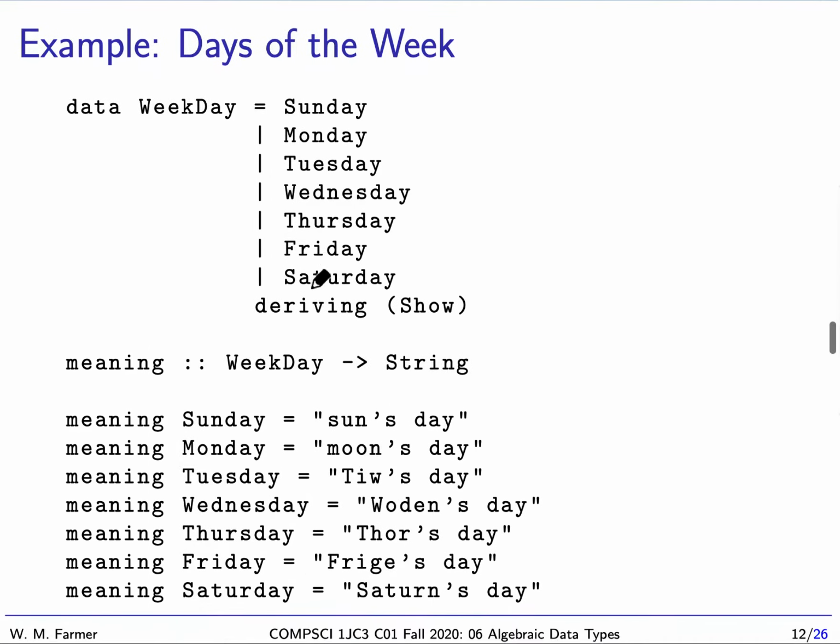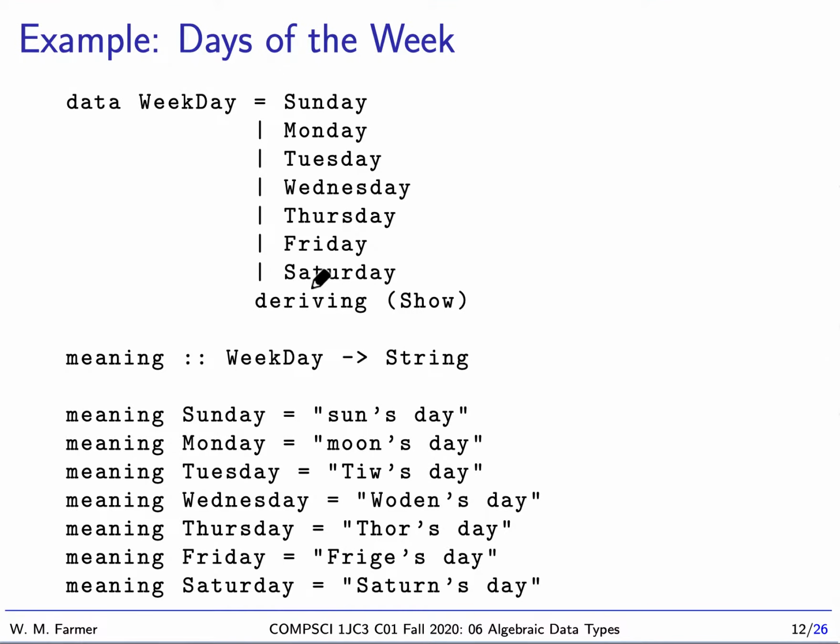Okay, so let's look at another useful enumeration type. I'm going to call this weekday. This is an enumeration of the days of the week. You can see right here that I have the 7 days of the week. And now I'm going to define a function on this type called meaning. Meaning takes a weekday and it gives back a string. That string is going to be the meaning of the day. What does the day mean?